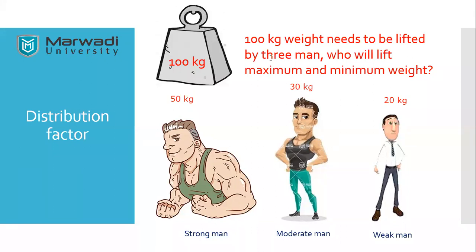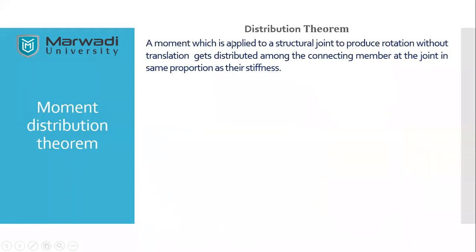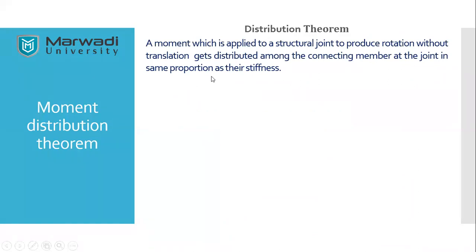Any doubts here, you can ask. If not, we will move further. Now comes the moment distribution theorem. It tells that a moment applied to a structural joint will be distributed among the connecting members in the same proportion as their stiffness. So the same idea we discussed earlier can be replicated for structural joints and members.